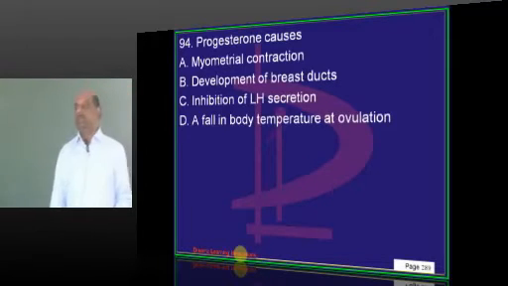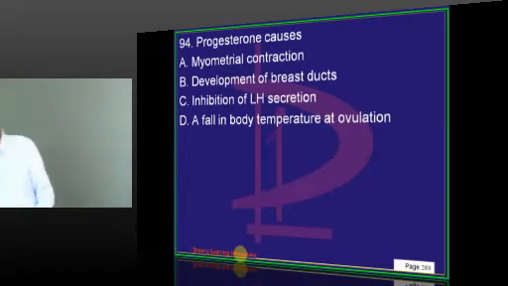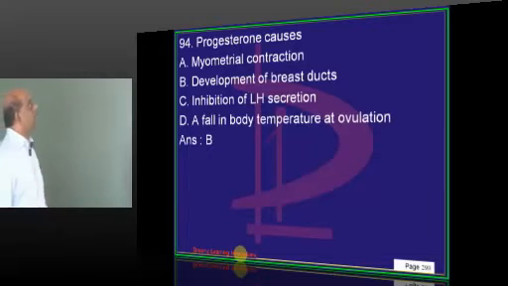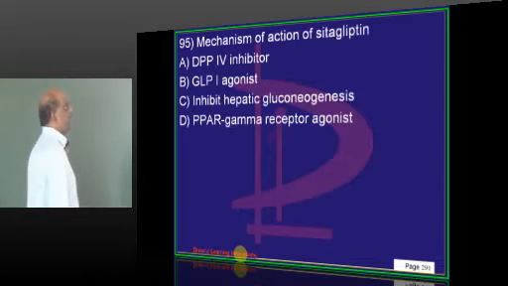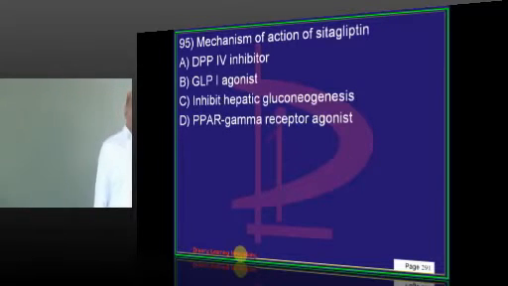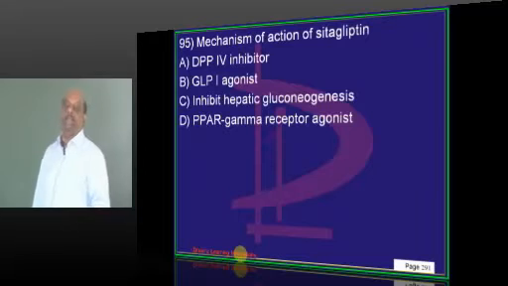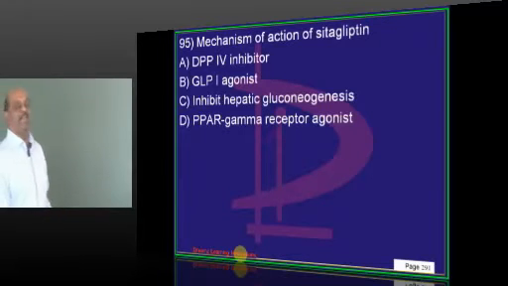Progesterone leads to development of breast ducts. So what do you expect, doctor? Ducts are due to what? Parenchyma of the breast is because of what? You must know the difference. Sitagliptin, what will it do? Ramipril, what will it do? So you must be quite sure. Ramayana of pharmacology.